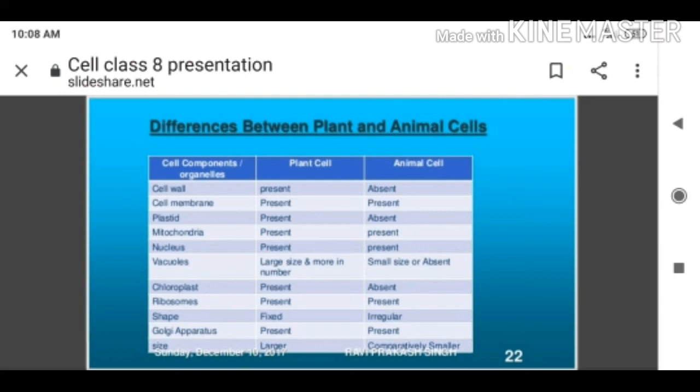Plant cells have a fixed shape, animal cells are irregular. Golgi apparatus is present in both. Size: plant cells are larger and animal cells are smaller. These are the differences between plant cell and animal cell.